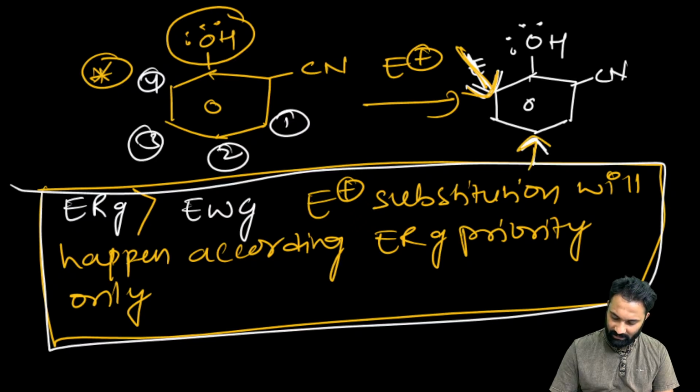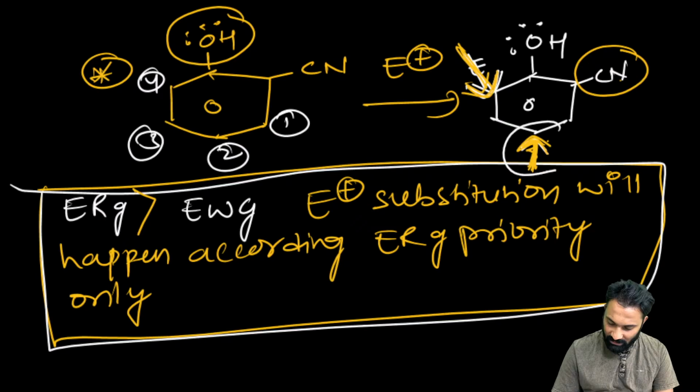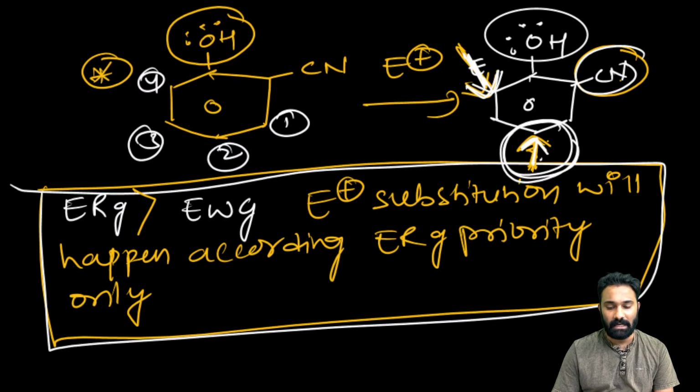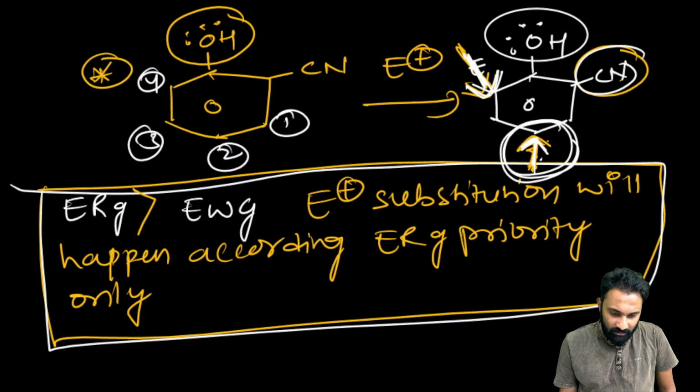Here it can attack in both cases. It can attack at the fourth position, and at the second position also. But the second position is major. Why? Because the methoxy group is para, and for this cyanide, this is meta. If the electrophile is attached here, this is more stable. Why? Because for this OH group, this will become para, and for this one it will become meta. That's the reason this position is very stable. Is it clear? Is it clear for everyone?